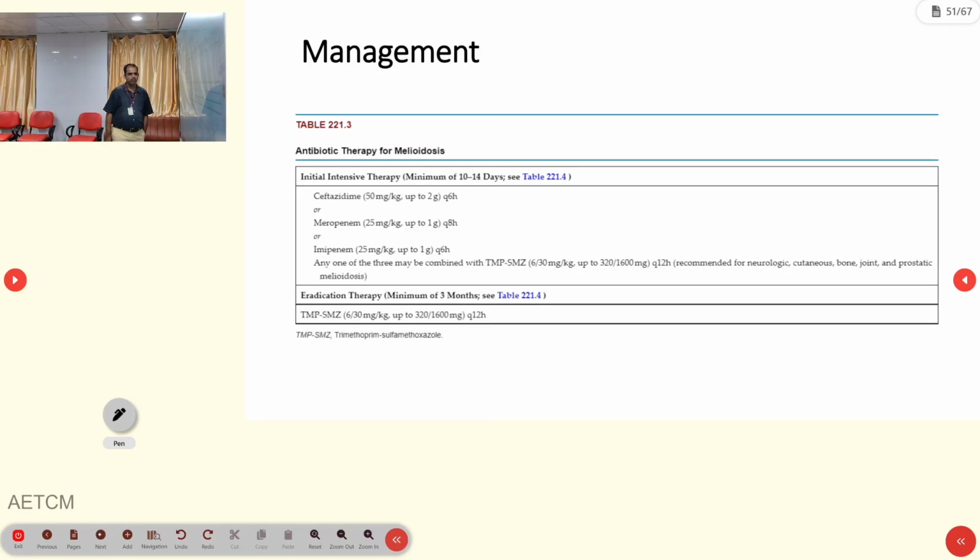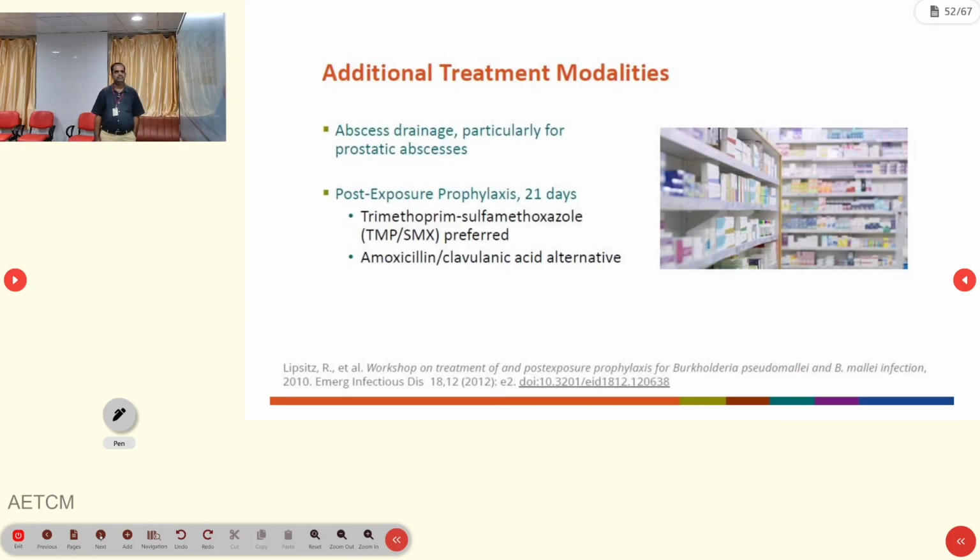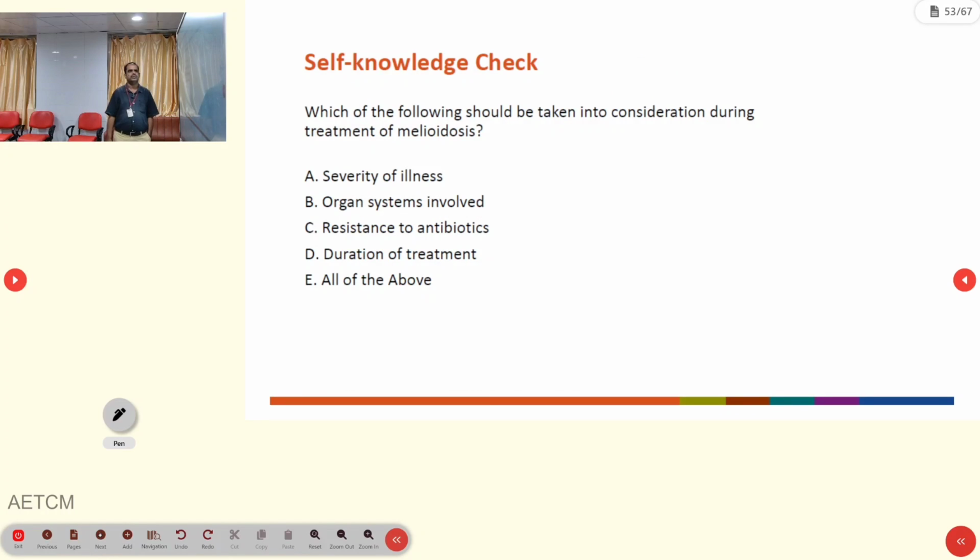Now this is the dose: ceftazidime 2 gram 6 hourly, meropenem 1 gram 8 hourly, imipenem 1 gram 6 hourly. Cotrimoxazole is 1 DS twice daily for 3 or 6 months, whatever you want to give. There is also post-exposure prophylaxis that applies when there is an exposure in the lab, not in the environment. Technically you should know that it is available: you can give cotrimoxazole as post-exposure prophylaxis.